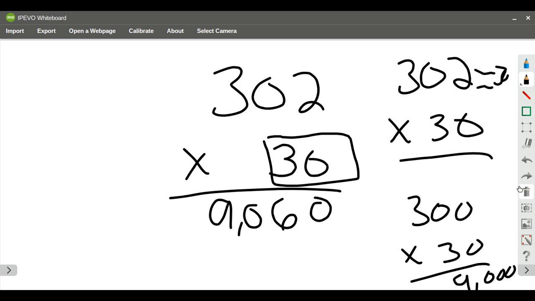Okay, so you are going to be working on building fluency today by multiplying 3-digit by 2-digit numbers by multiplying across a 0 using the algorithm.